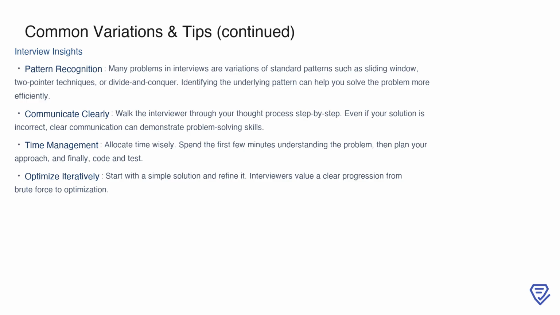To excel in coding interviews, there are a few key strategies to keep in mind. Pattern recognition is one of the most important skills to develop. Many problems are variations of common patterns, such as sliding window, two-pointer techniques, or divide and conquer. Identifying these patterns early on can help you approach the problem more effectively. Clear communication is another critical aspect. Walk your interviewer through your thought process step by step. Even if your solution isn't perfect, explaining your reasoning can demonstrate strong problem-solving skills.